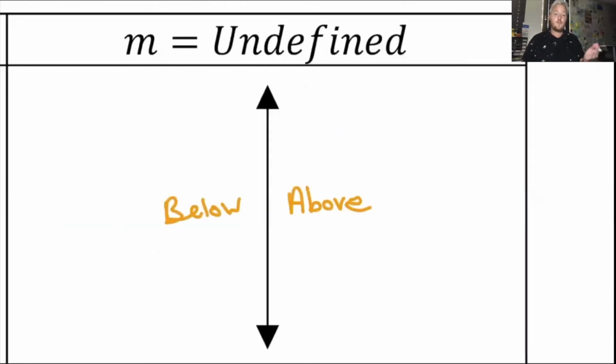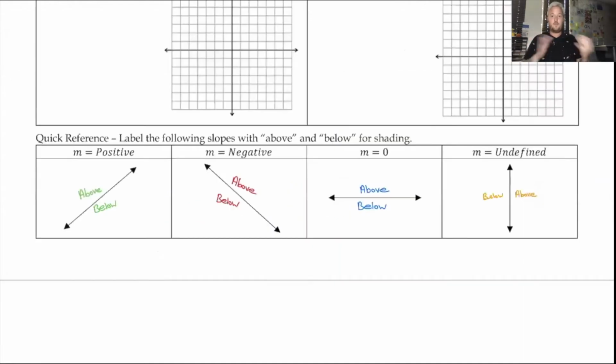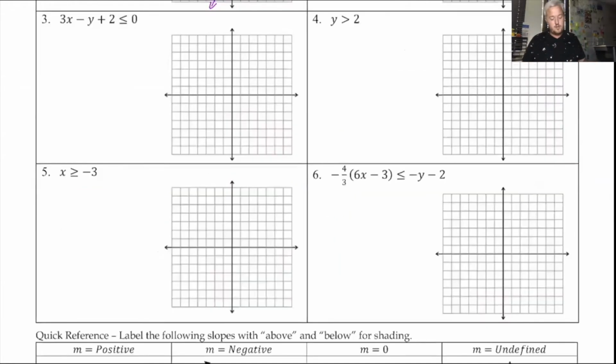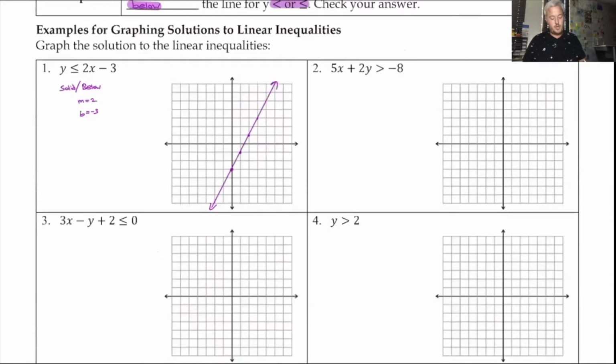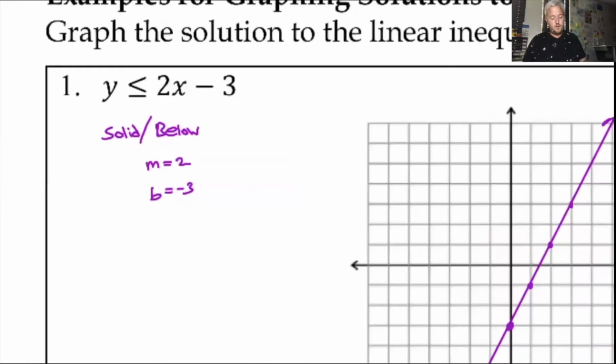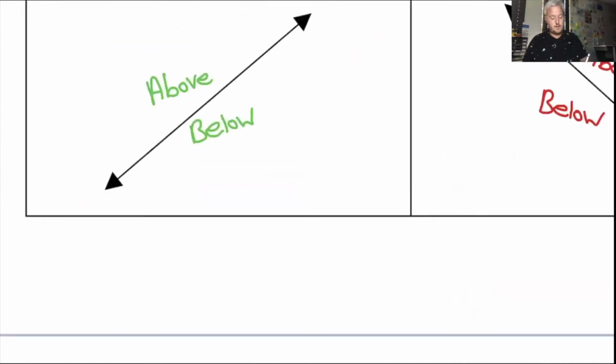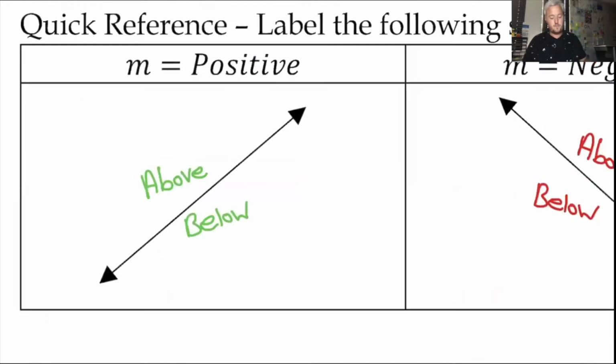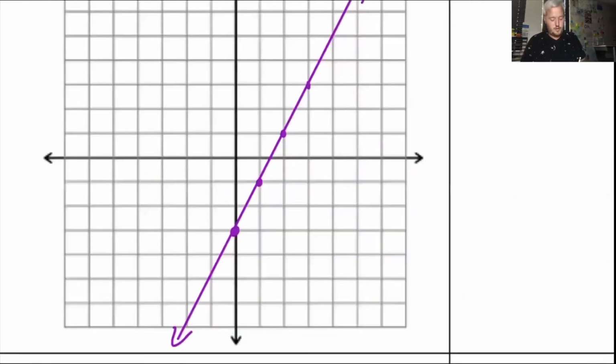So an undefined slope, above and below. So this really tells you which side is above, which side is below for shading. So because I have a positive slope and I want to shade below, I want this side of the equation. So I want to shade this side.